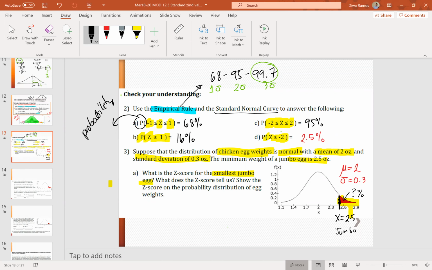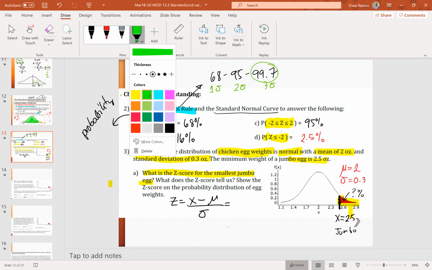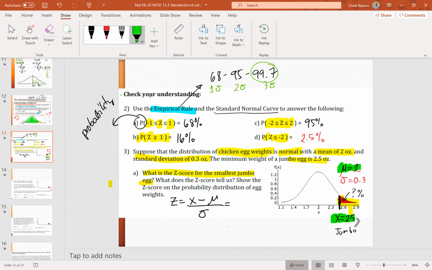So let's calculate the z-score because that's the requirement for letter A. What is the z-score of the smallest jumbo egg? So we write the formula z equals x minus mu over sigma. I love this formula. It's very straightforward, very simple. The data are always available to us. And we know that x is 2.5, the mean is 2, and the sigma is 0.3.